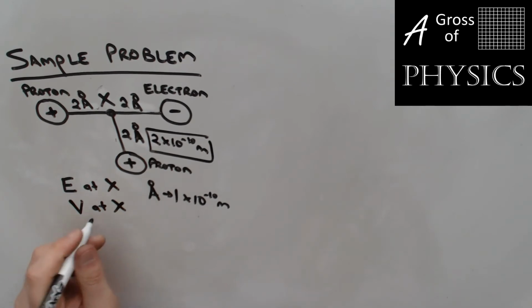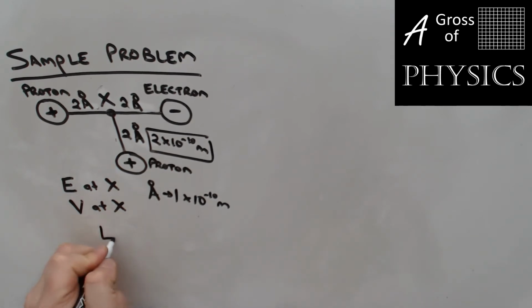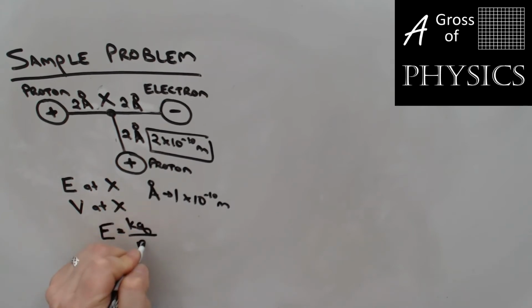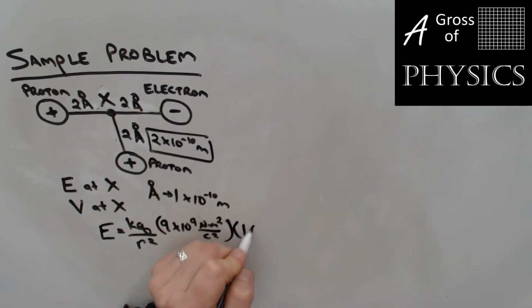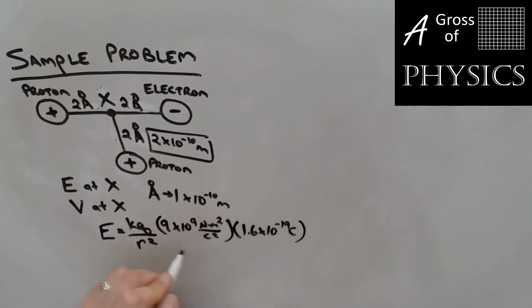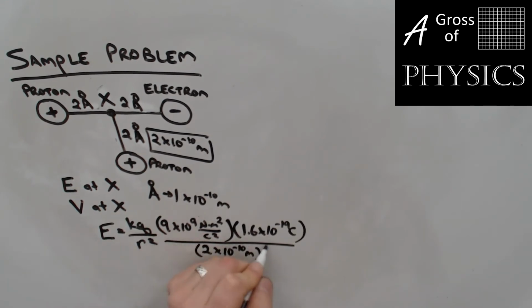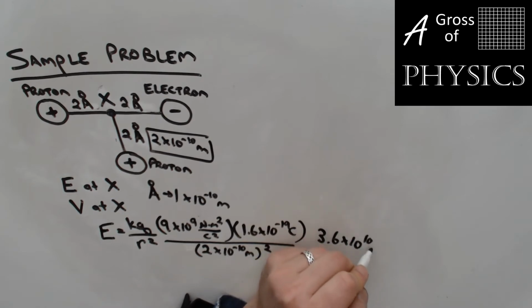Now, in order to find the electric field, what we're going to do is KQ over R squared. So 9 times 10 to the 9 newton meter squared over coulomb squared, times, they all have the same general charge, 1.6 times 10 to the negative 19 coulombs, all over 2 times 10 to the negative 10 meters squared. So let's find the value for that. 9E9 times 1.6E negative 19 divided by 2E negative 10 squared. And I'm getting 3.6 times 10 to the 10 newtons per coulomb.